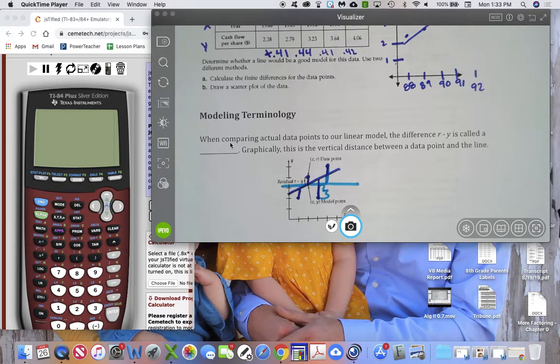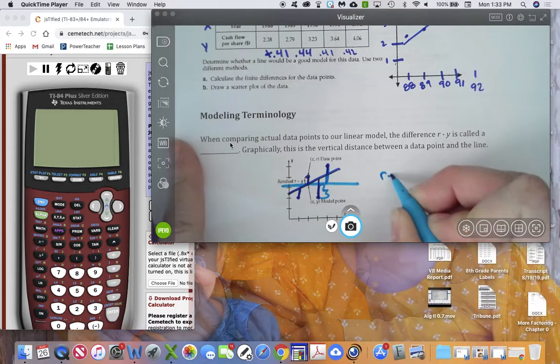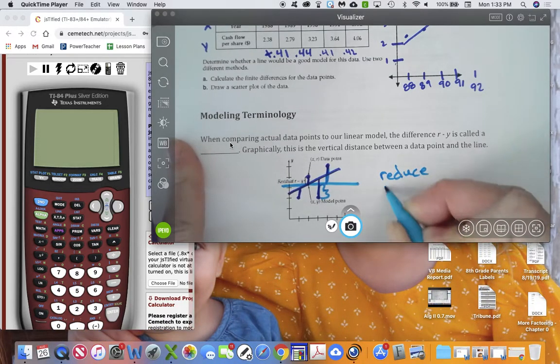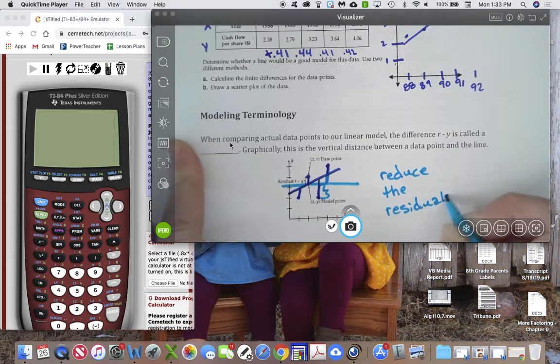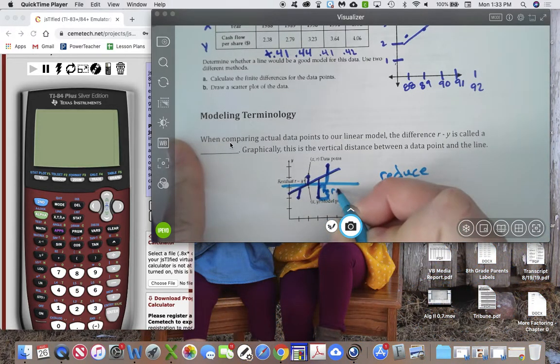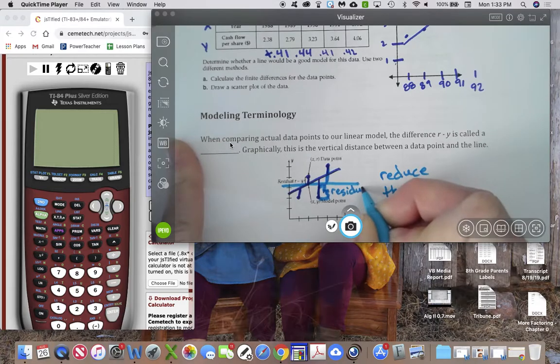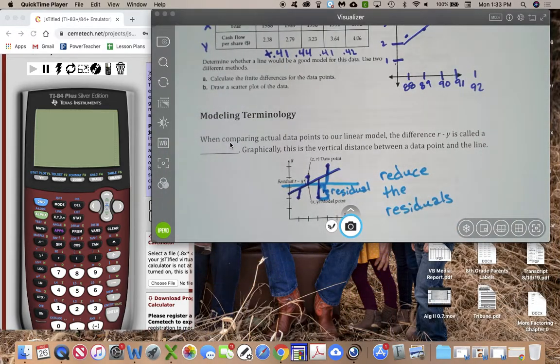What we're trying to do is reduce the residuals. This is a residual. You guys know the word residue? Residual? Okay? We're trying to reduce the distance from the line to the dot.